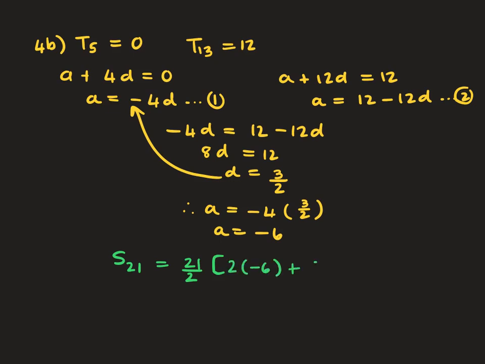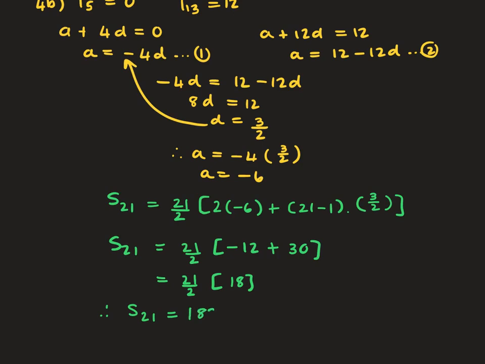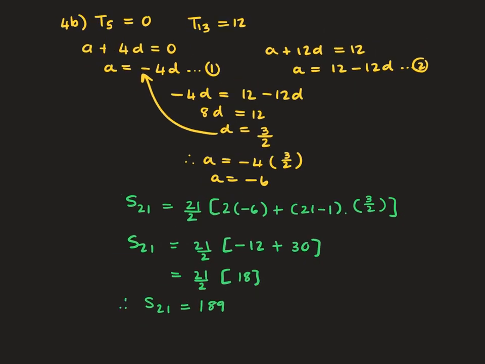2a plus n minus 1 times d, the constant difference, 1.5. Okay, and now we're just going to simplify all of this. So I like to sort out everything in the bracket first. So this is going to be negative 12 plus 20 times 1.5, which is 30. So it's going to be 21 over 2 times by 18. All right, so therefore S21, so that would be 189. Okay, cool. And that would be our final answer.